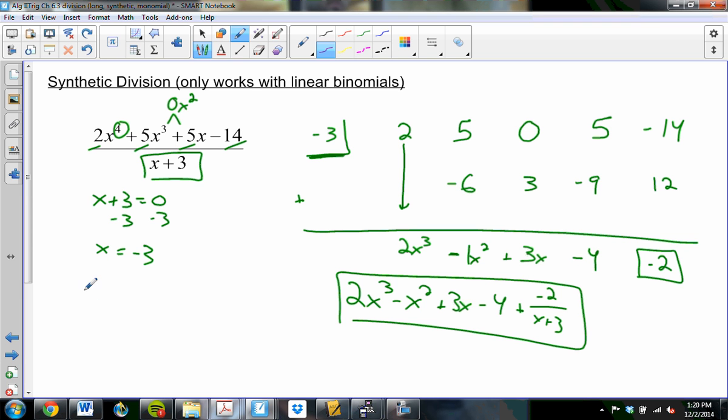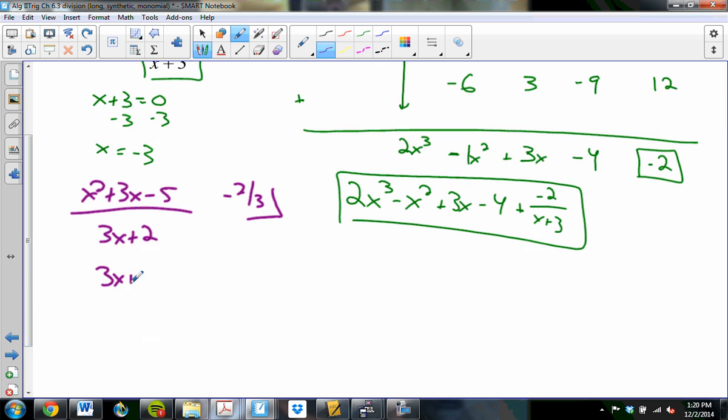Had this been some polynomial over like this, then in the box, I would have put a -2/3, because -2/3 is what makes the bottom equal 0. I subtract 2 from both sides. 3x equals -2. Divide by 3, x equals -2/3.